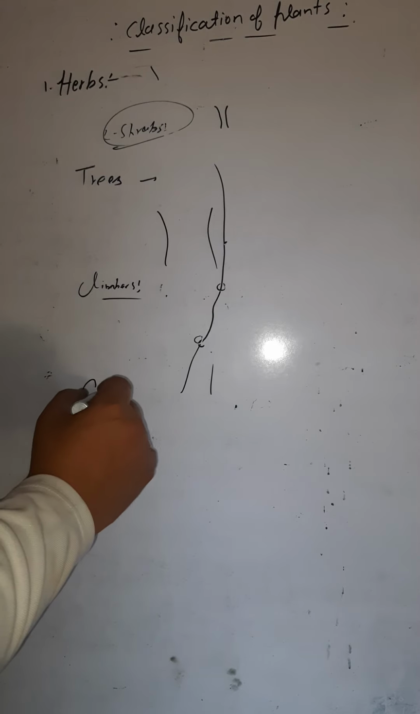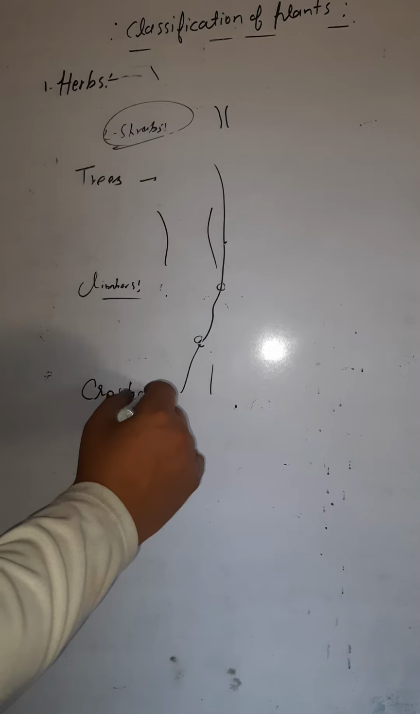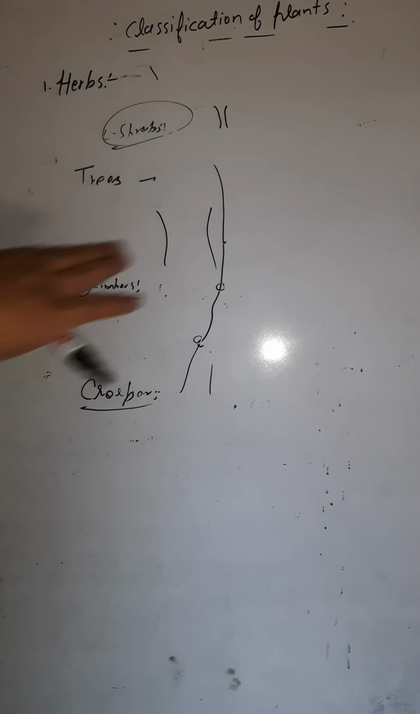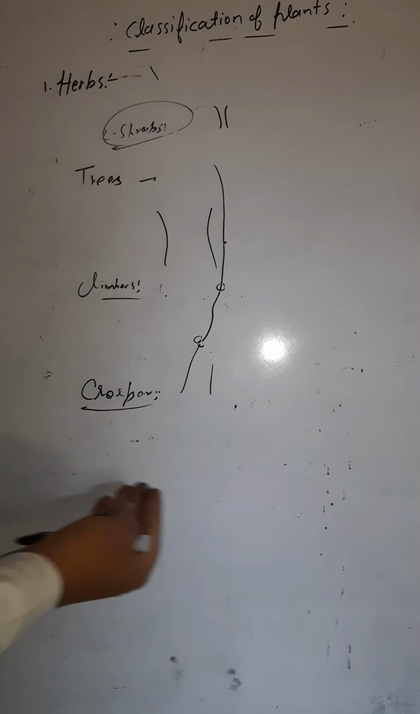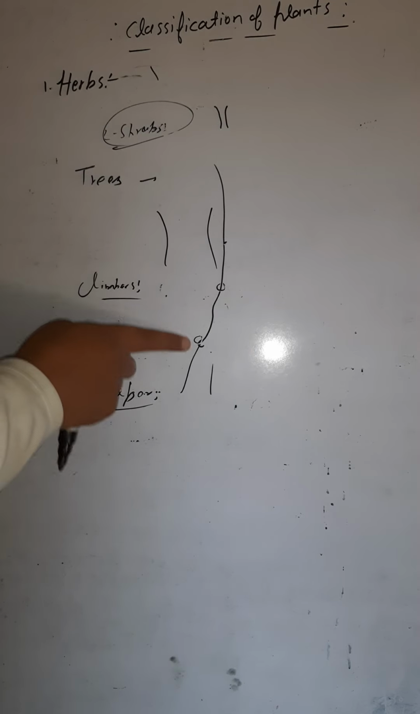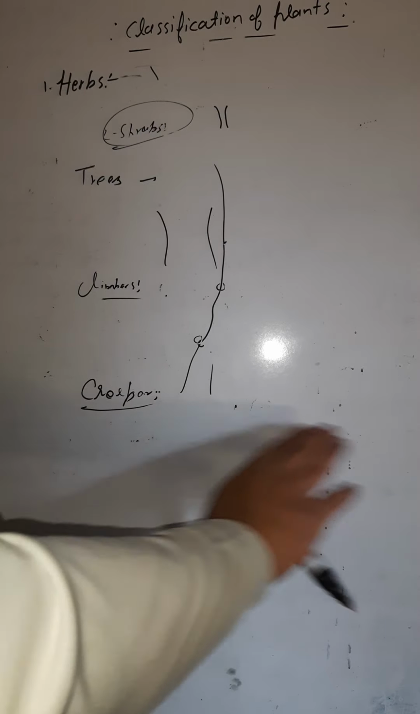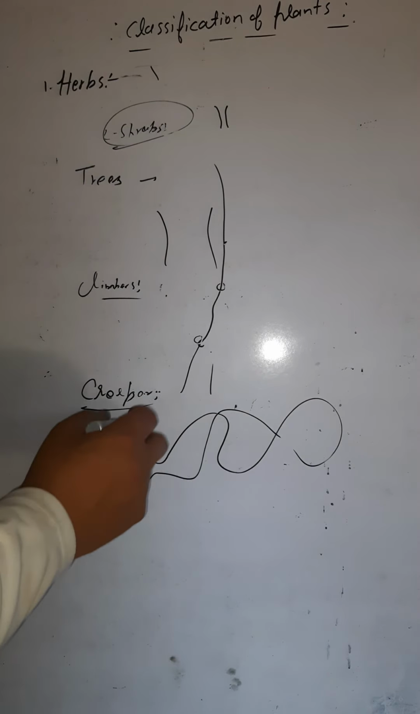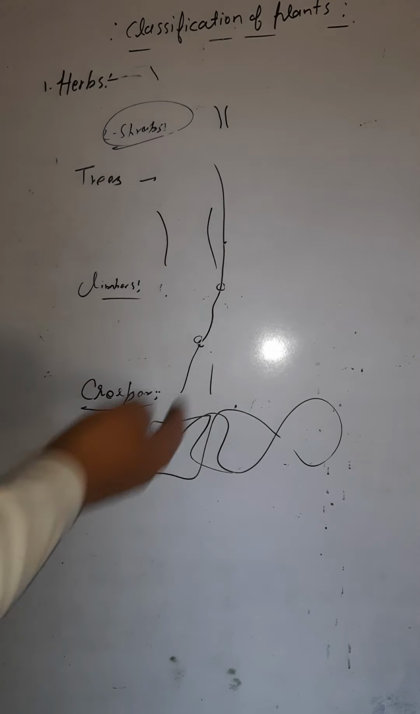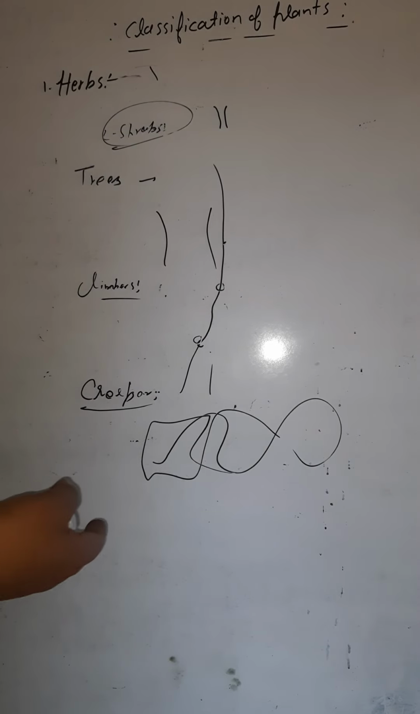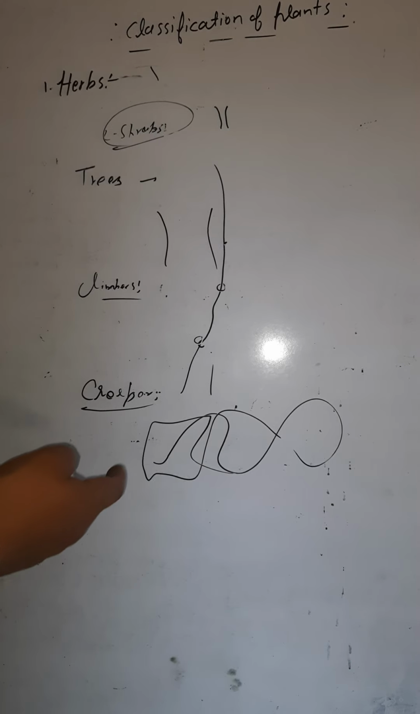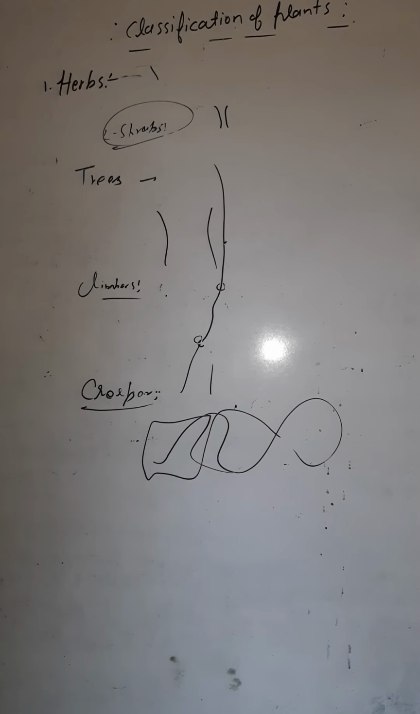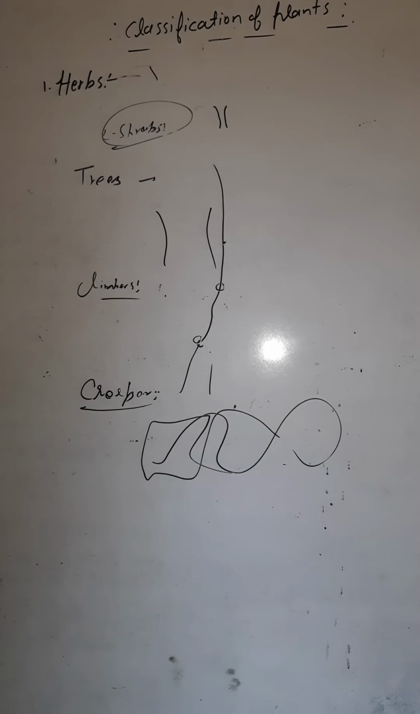Next is the category of the creepers. Creepers are plants which creep on the ground. They cannot climb up because they do not have hooks like the climbers. They just creep on the ground and do not climb up. So we call such plants creepers. The best example is the pumpkin. Pumpkin is a creeper because it creeps on the ground and cannot climb up with support. These are the categories of plants.